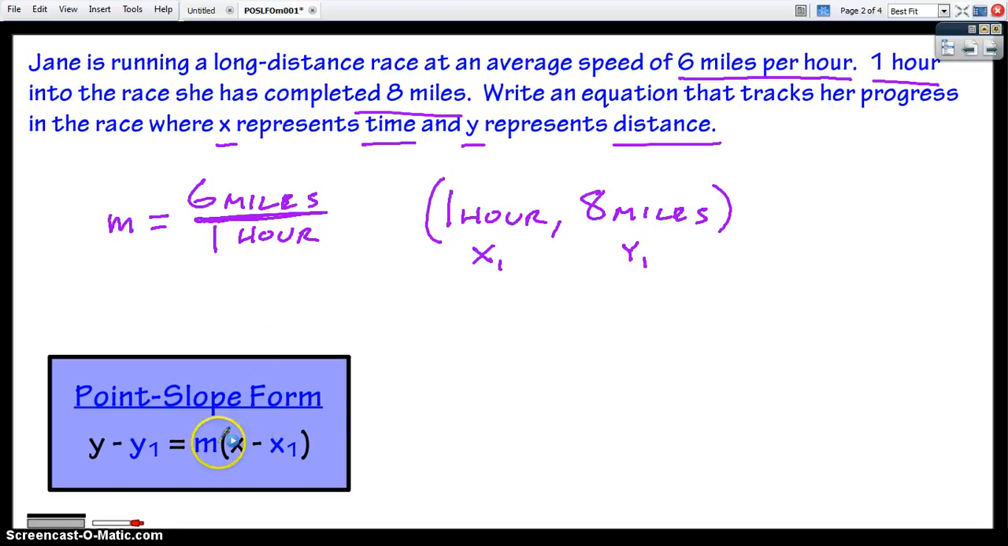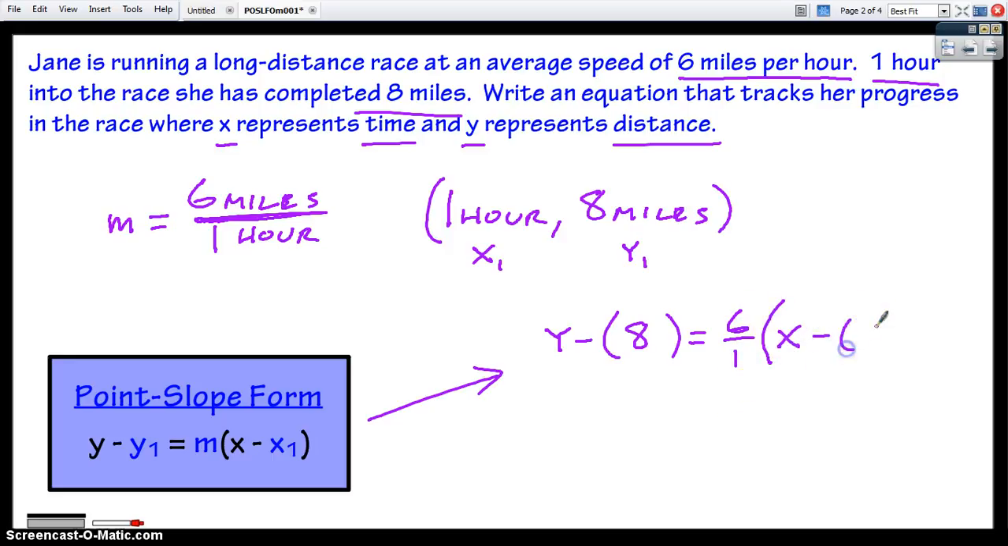So now to put all this in point-slope form, here's what I do. I take my format, y minus, now, y sub 1 is 8 miles. So here I'll put 8 equals m, which is the slope, and we've got that. It's 6 miles per hour, 6 over 1, times parentheses x minus, and then our x sub 1 coordinate, which is the 1 hour. And this would be the equation in point-slope form.